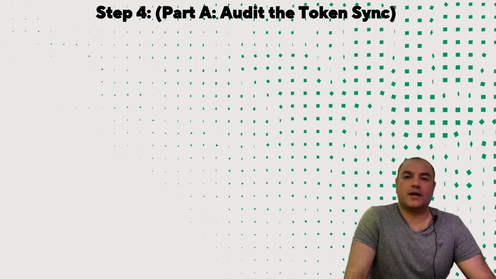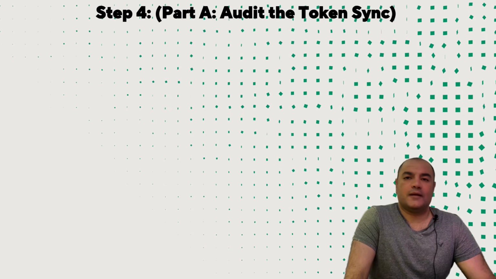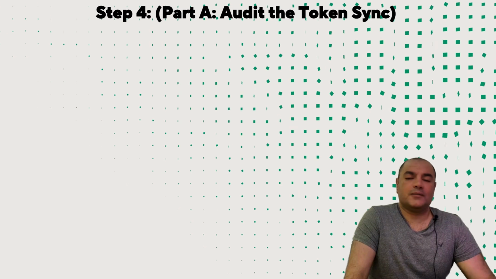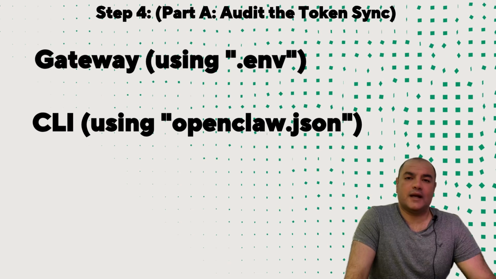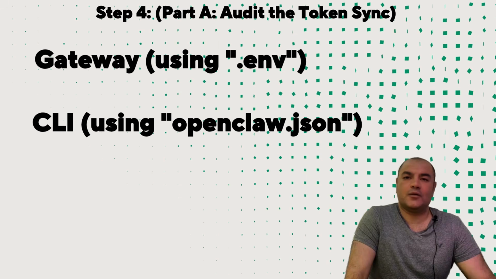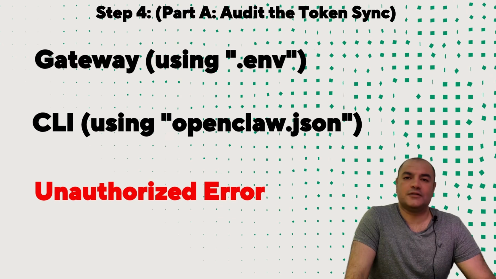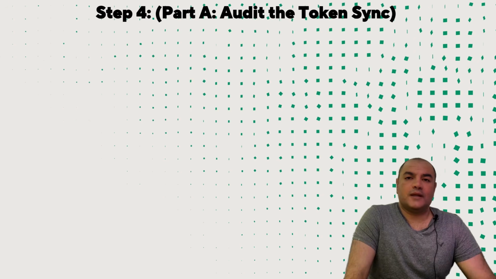Step 4, locking down ports. First, verify the wizard synced passwords correctly. Often, it generates a mismatch between the gateway using .env and the CLI using openclaw.json. If commands fail with an unauthorized error, this is the reason. Here is how to ensure both gateway tokens match.